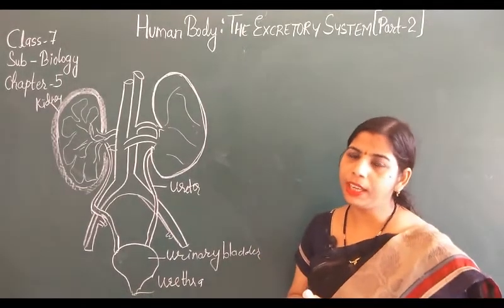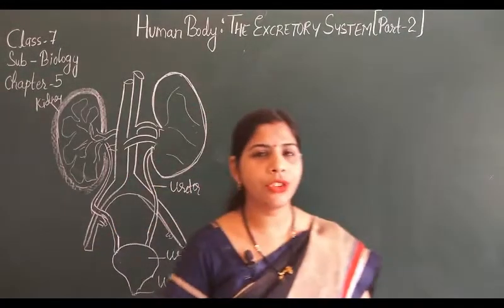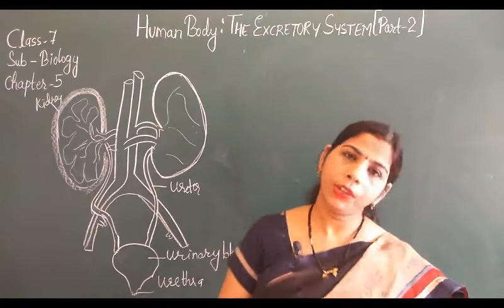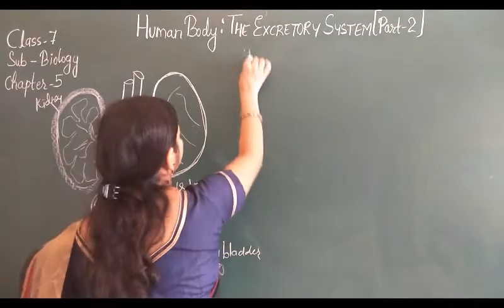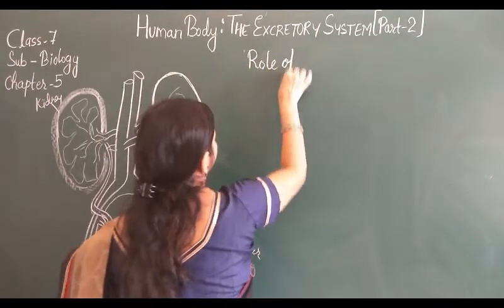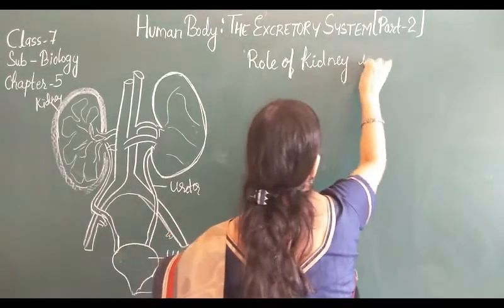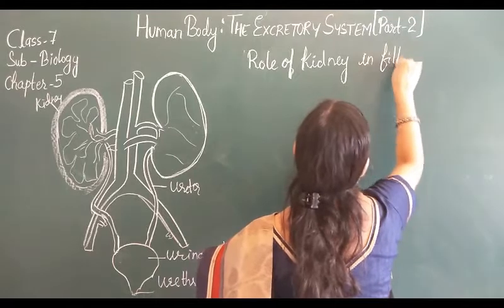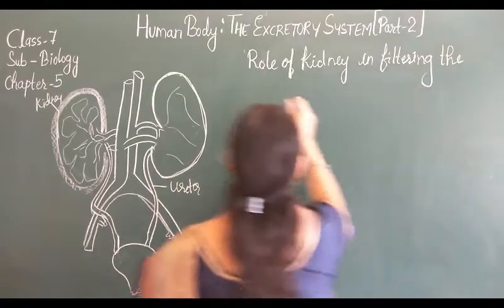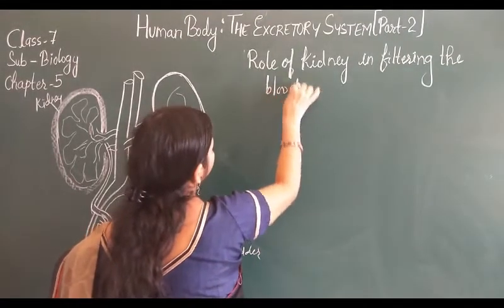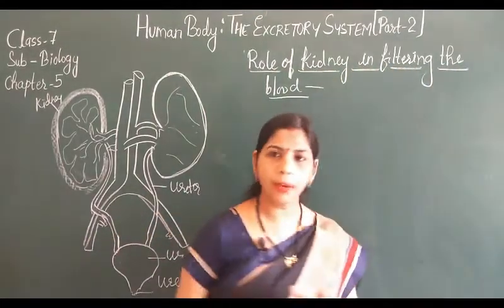Previously I already told you about the excretory organ, excretion and the structure of the kidney. So today I am going to start with the role of kidney in filtering the blood. How is the kidney going to filter the blood? What does the kidney have which helps in the filtration of the blood?